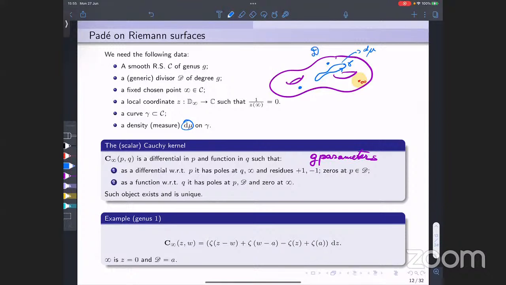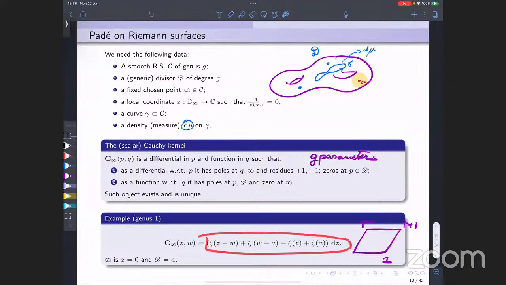So the choice of G points on the Riemann surface. Here is, you've probably glanced already at this example, right? This is genus 1 in terms of Weierstrass zeta. And A here is the point of the divisor. So we are in genus 1. So I'm thinking of the elliptic curve in this way, as the quotient of the plane by the lattice generated by 1 and tau, where tau is in the upper half plane.